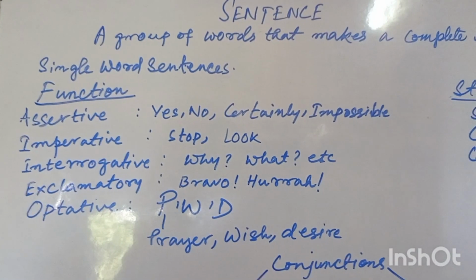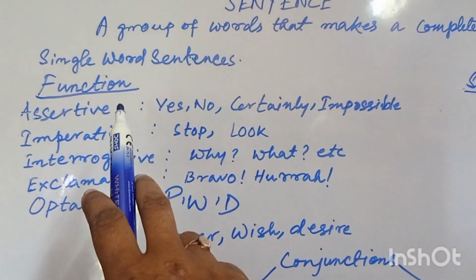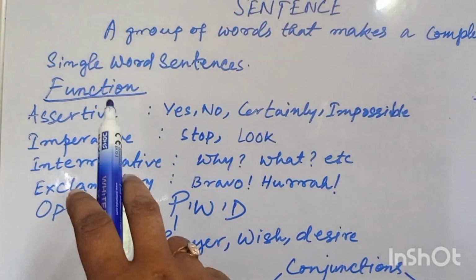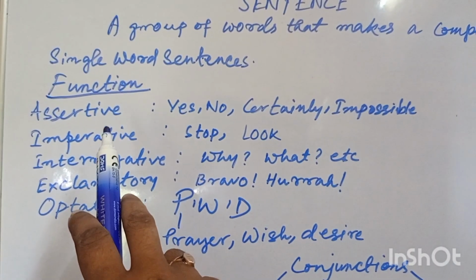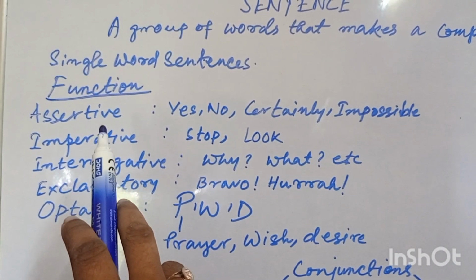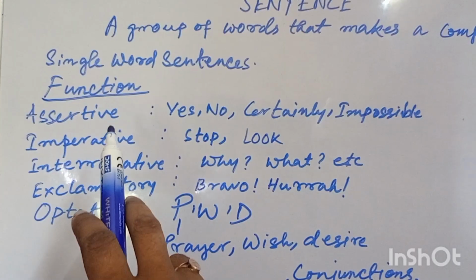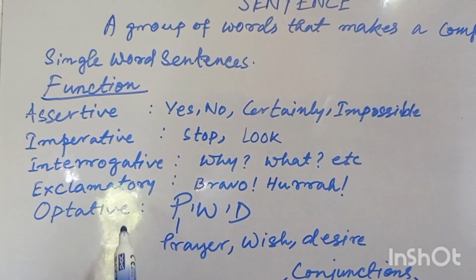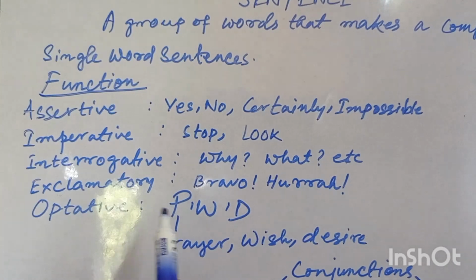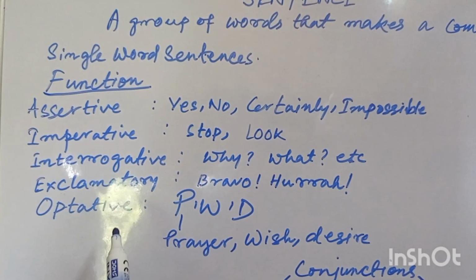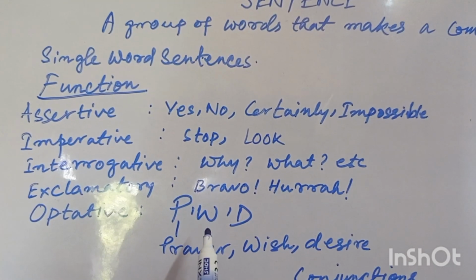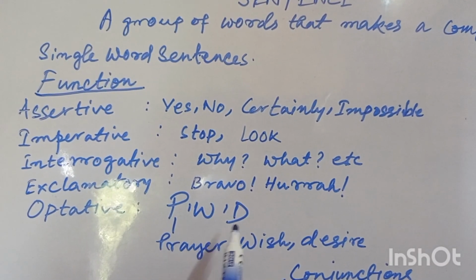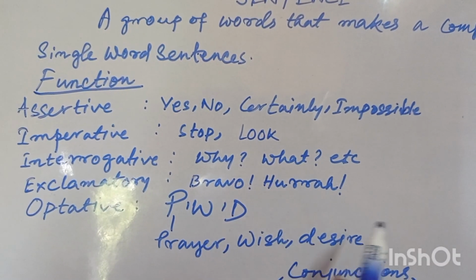And see, here I have written the sentence functions. According to function we can divide sentences into 5 parts. There are 5 sorts of sentences according to function: assertive, imperative, interrogative, exclamatory and optative. Optative sentences are also called desire sentences, and you can easily remember the function by PWD, that is prayer, wish and desire.